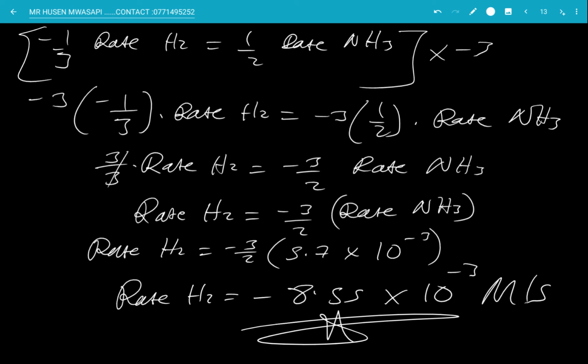This part of chemical kinetics is very, very important to know. The moment you understand this, you'll be very, very safe.